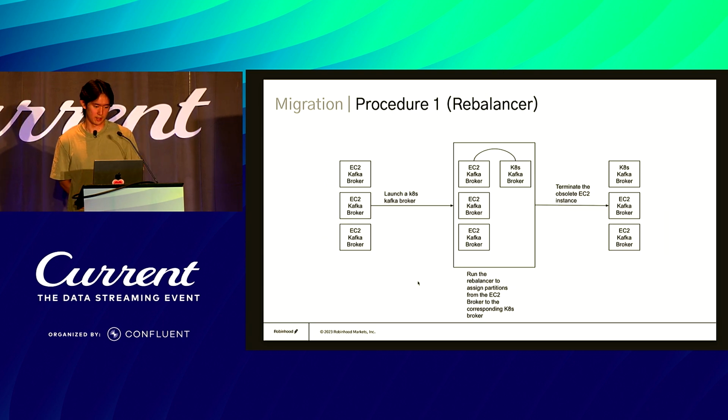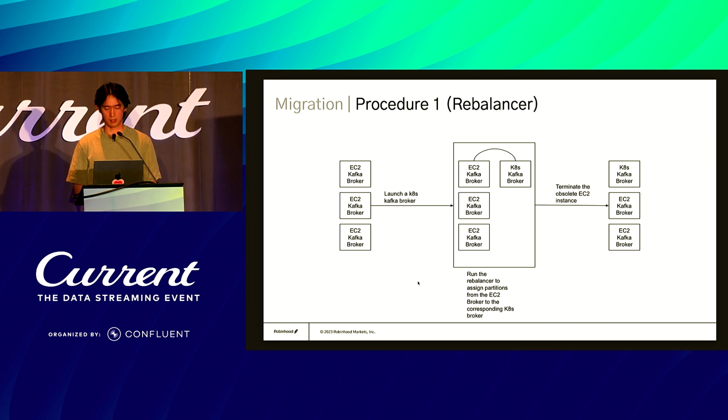So this is the first procedure I was talking about when I described the initial high-level migration methods. This is the idea of the rebalancer or stretch cluster method. You have your original set of EC2 Kafka brokers on the left. You launch a new Kubernetes Kafka broker, and you simply run the rebalancer to reassign the partitions from the EC2 broker running in an AZ to the Kafka broker running in the same AZ.